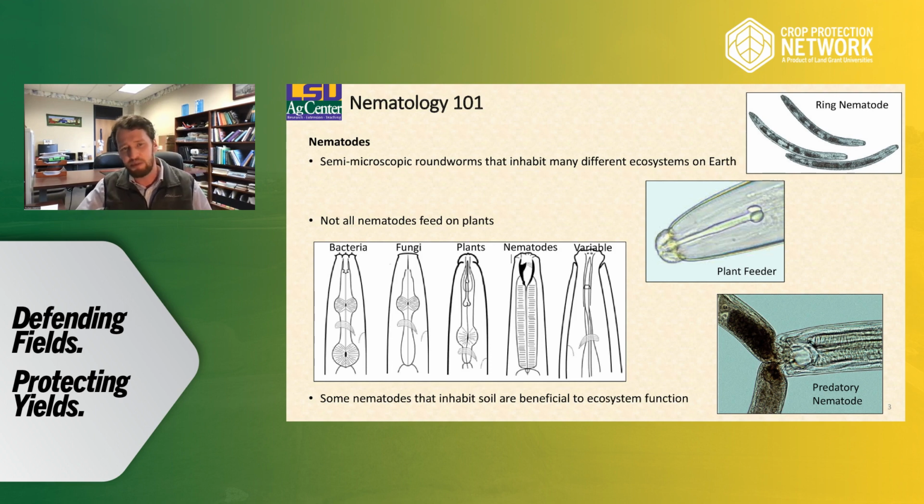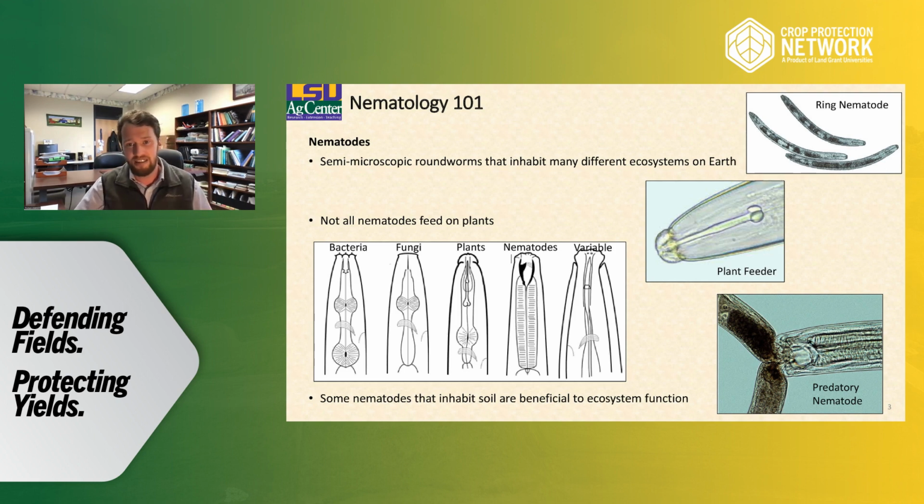We have plant parasitic nematodes. They have a very similar structure. It's also called a stylet, but it's a little more developed, and that's because it needs to get through plant cell walls. So it's a little harder to get in there and feed. We also have nematodes that feed on other nematodes. That's what we call a predatory nematode. And you can see a photo of one on the bottom right in this slide.